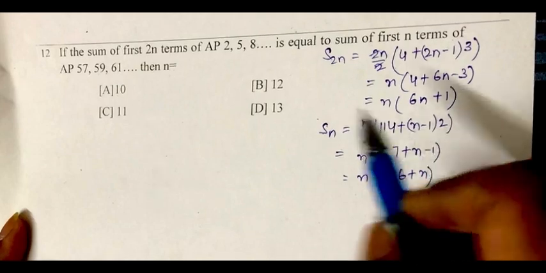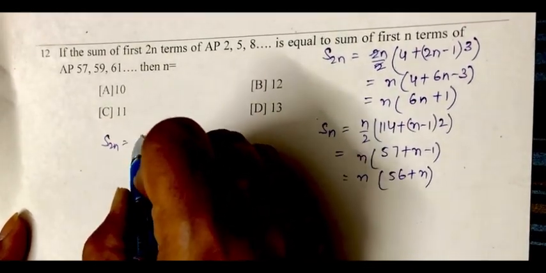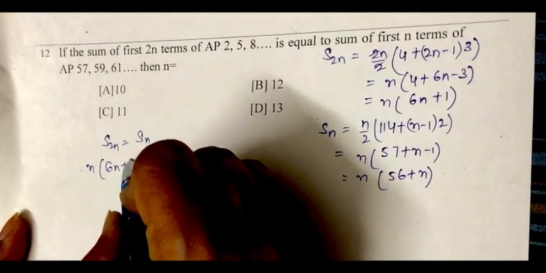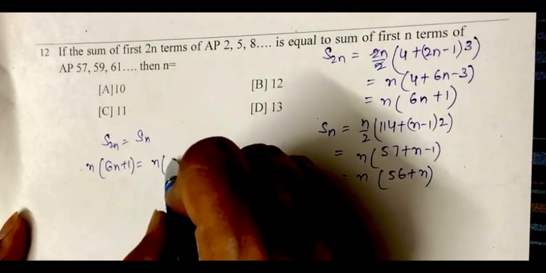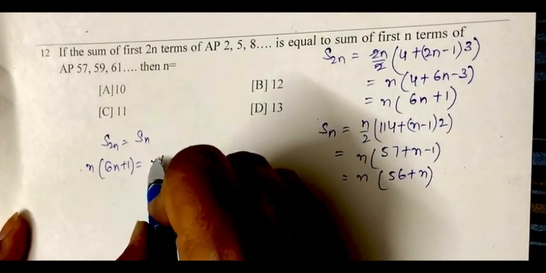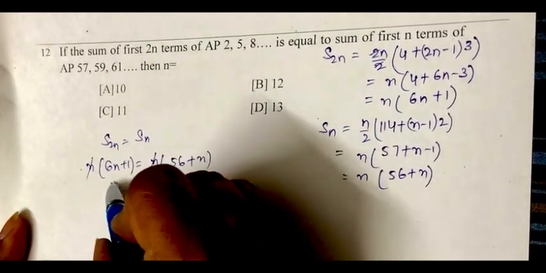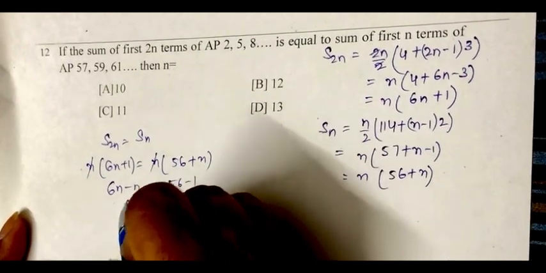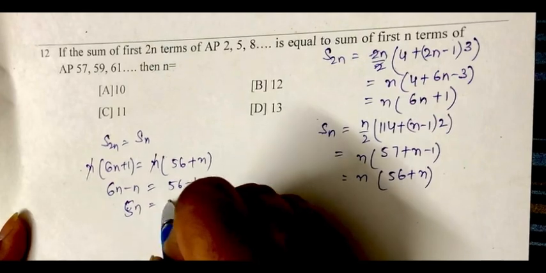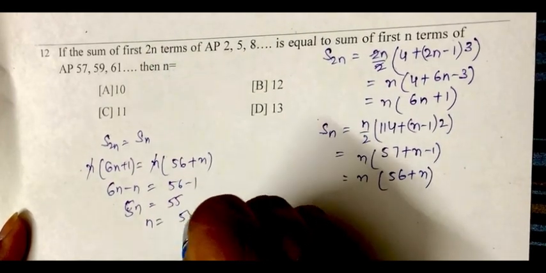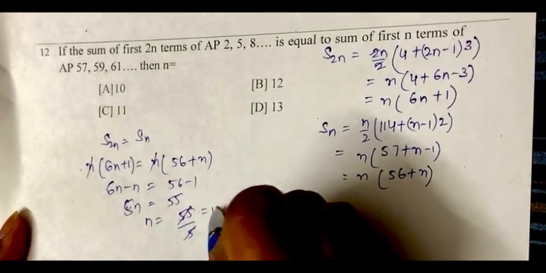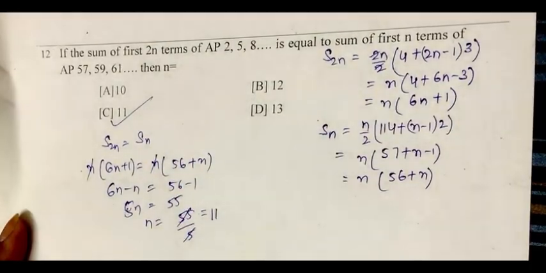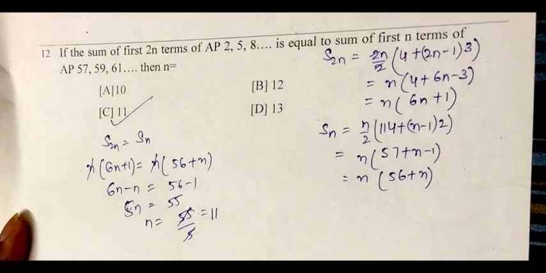So equate these two, S2n is equal to Sn. So n(6n plus 1) is equal to n(56 plus n). So n cancels out. So it becomes 6n minus n equal to 56 minus 1. That is 5n equal to 55. So n becomes 55 by 5, that is 11. So the answer for this is option C, that is 11. So this solves question number 12.